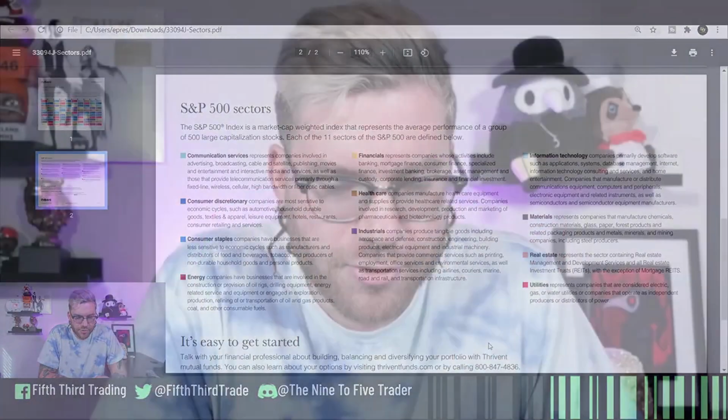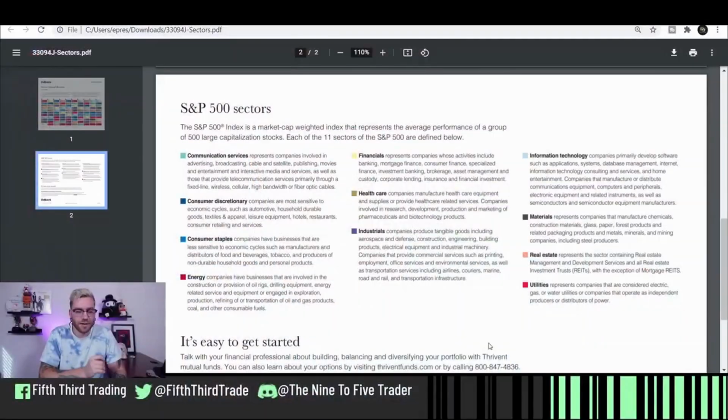Next is energy. So far, the last few years, the only one to be negative more often than not. Interesting. Energy. These are the businesses that deal with rigs, oil, drilling, energy-related services, engaging in exploration, production, refining, and transportation of oil and gas production, coal, and consumer fuels. That's imperative with the term fuel being the main crux of it, and oil mainly because you have your solar power, you have electric vehicles, you have green energy.